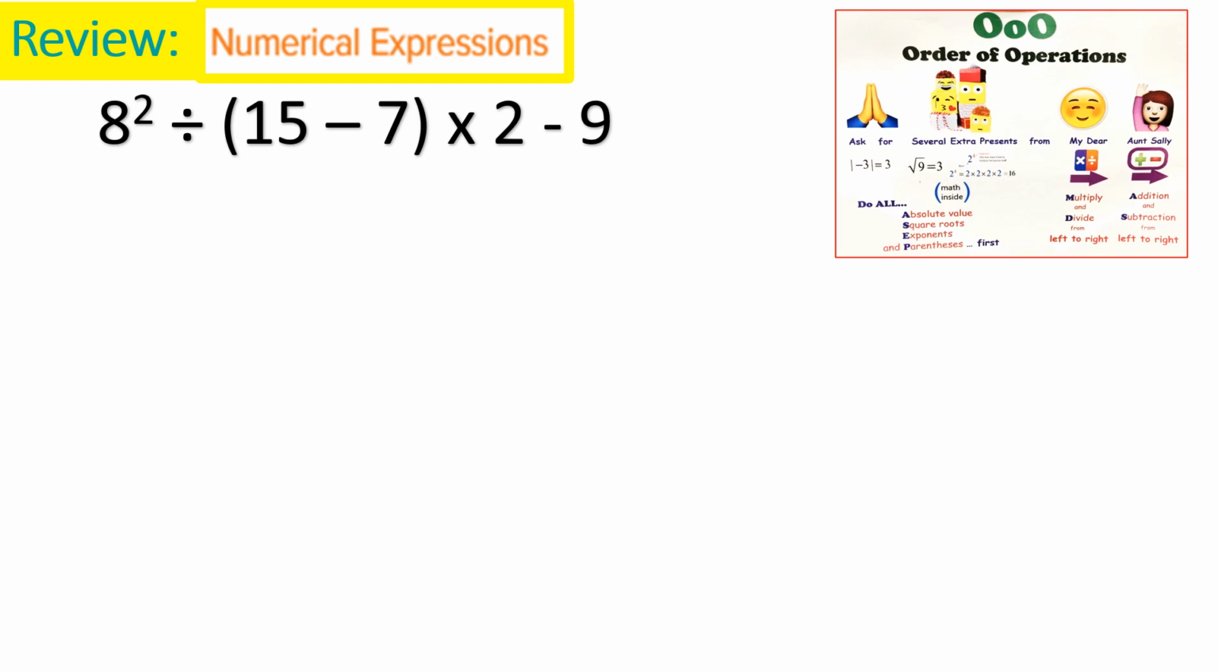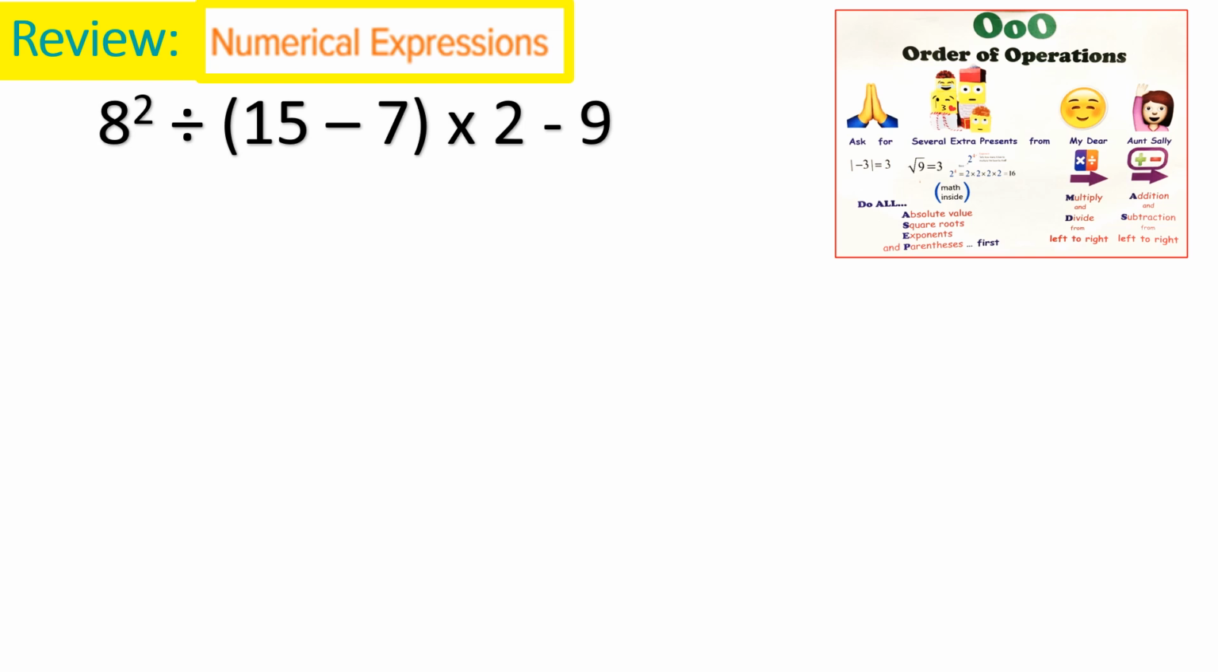Please write down at least the letters so you can get them in a process in your mind to where you'll remember them. Please Excuse My Dear Aunt Sally. Absolute values, square roots, exponents, and parentheses must all be done first. Then we do all multiplication and division from left to right. The only thing we're going to be left with mathematical function-wise is adding and subtracting from left to right.